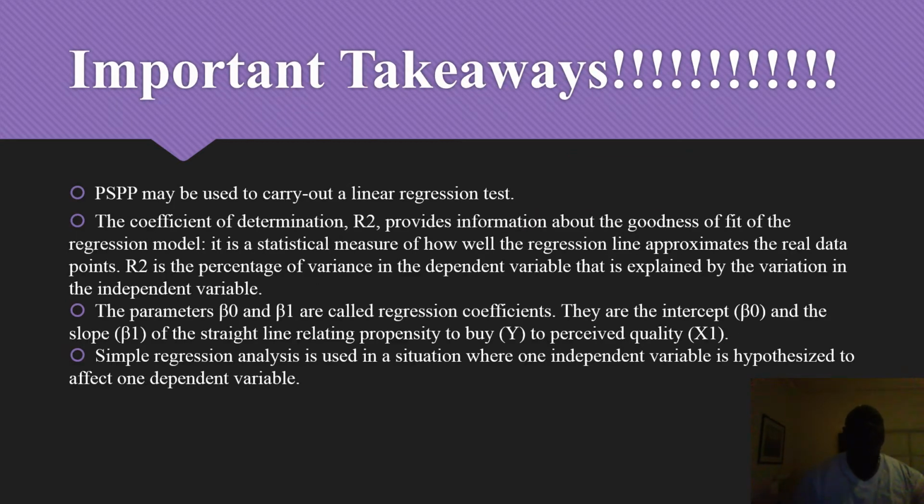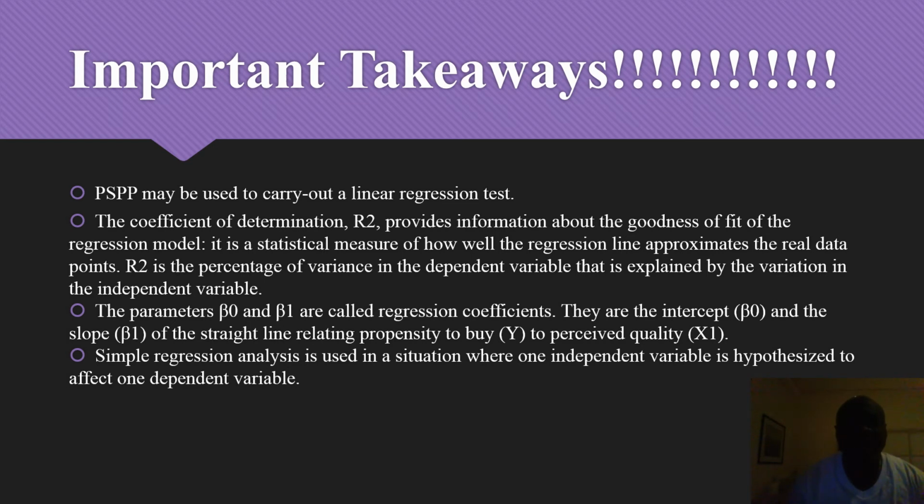Important takeaway: PSPP may be used to carry out a linear regression test. The coefficient of determination R2 provides information about the goodness of fit of the regression model. It is a statistical measure of how well the regression line approximates the real data points. R2 is the percentage of variance in the dependent variable that is explained by the variation in the independent variable.